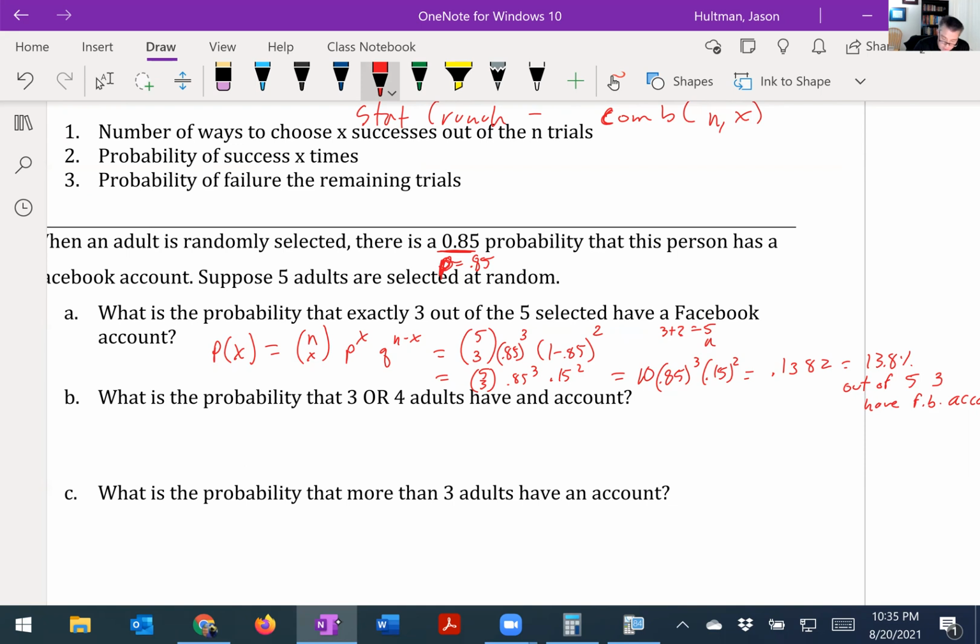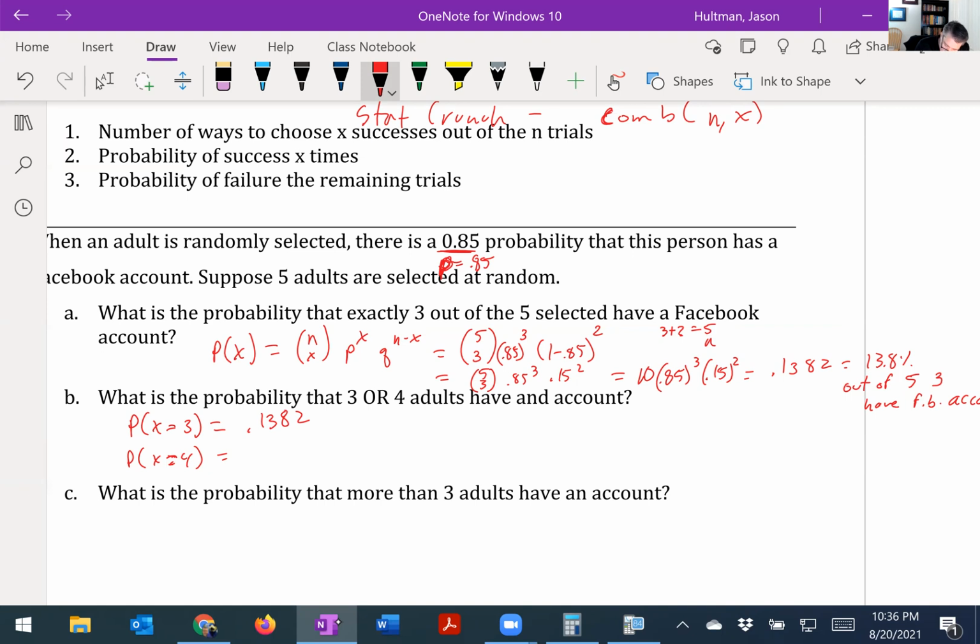that 3 or 4 adults have an account. Okay, so probability that x is equal to 3, we already saw that. Probability that x is equal to 3 was 0.1382. That was from part A. Now we just need to figure out, what's the probability x equals 4? And then add those two together. So we need to go through this whole process again.